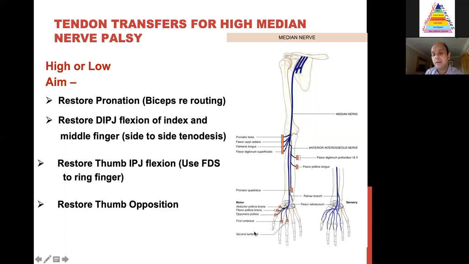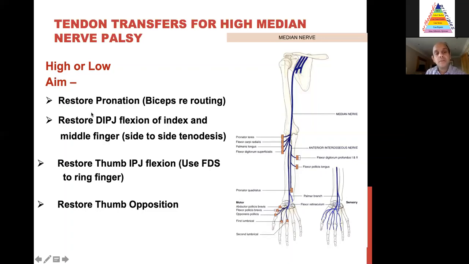And then the first and second lumbricals, well, lumbricals and interossei, they flex MCPs and extend interphalangeal joints. So because we've got intact palmar and dorsal interossei, we don't need to do any tendon transfers for lumbricals. So for your tendon transfers, I personally think this diagram helps.